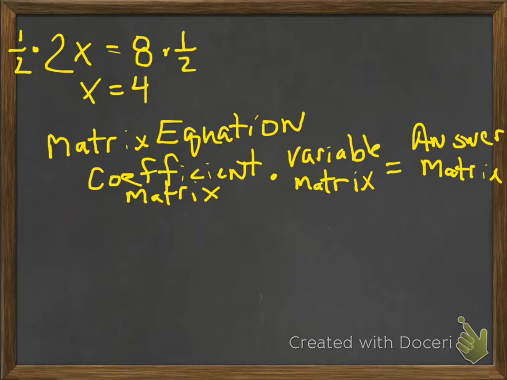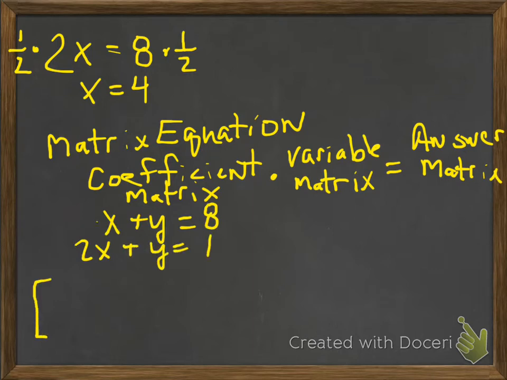So that way, if you've got that, you can take the inverse and you should be able to solve. Multiply the inverse to the answer. 8, 2x plus y is equal to 1. What are the coefficients here? Oh, it's 1, 1, 2, and 1. Okay, so that will be one matrix: 1, 1, 2, and 1.